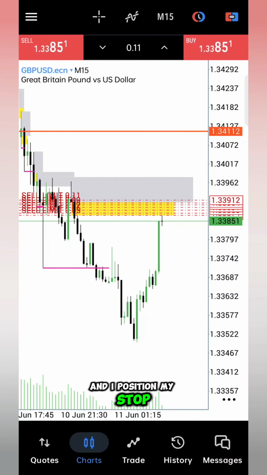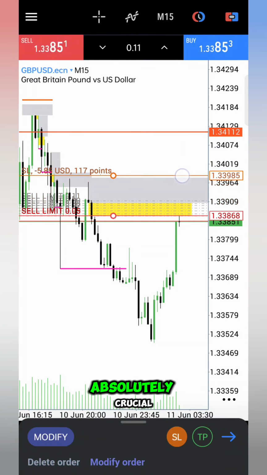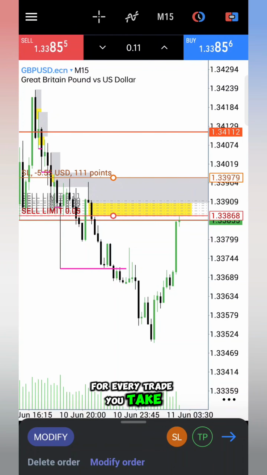And I positioned my stop loss directly above the order block zone, because stop loss placement is absolutely crucial for every trade you take. It's non-negotiable.